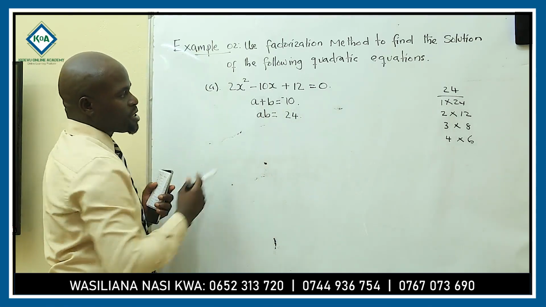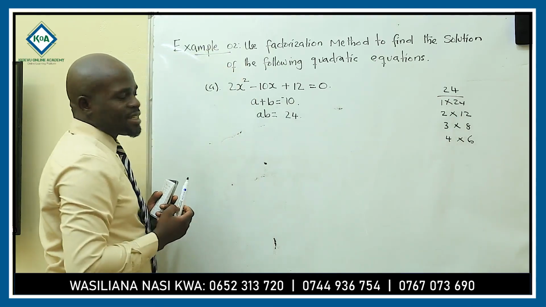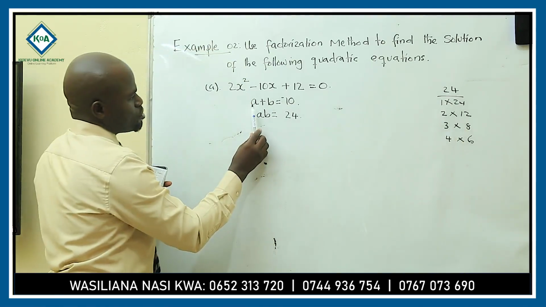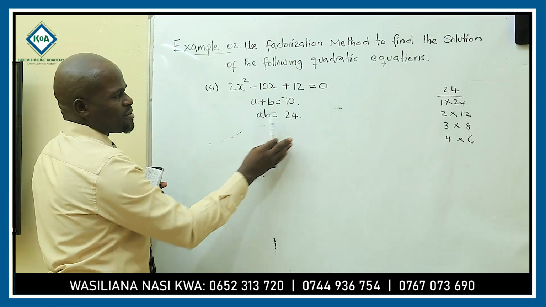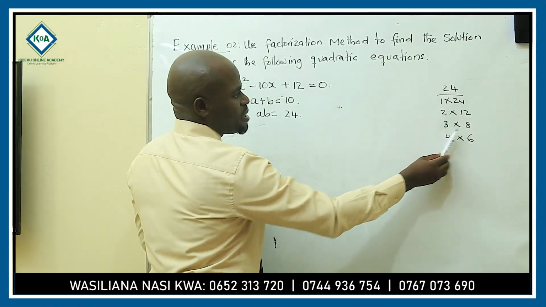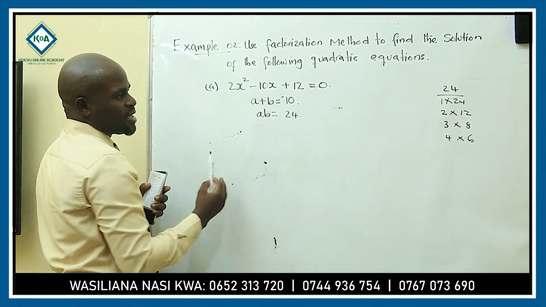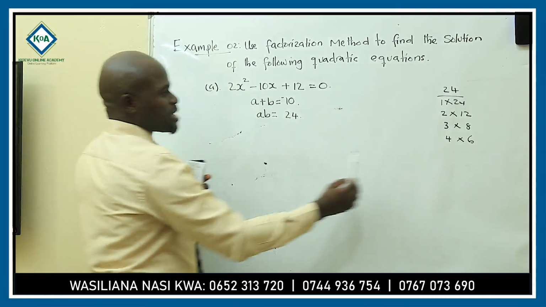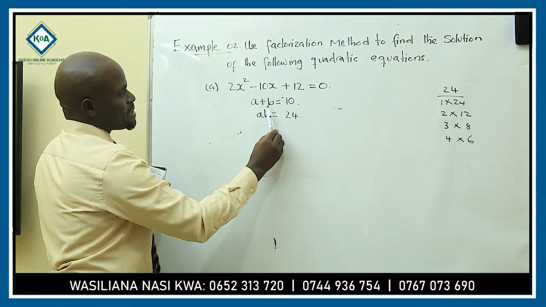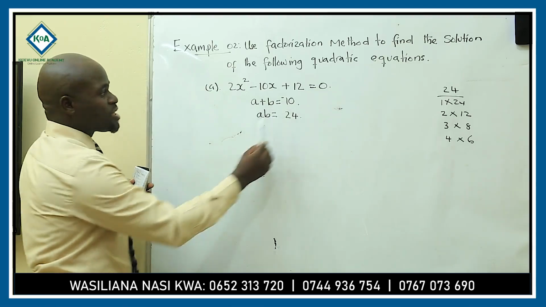Can I take 1 and 24? If I take 1 plus 24, can I get negative 10? The answer is no. Can I take 2 and 12? 2 plus 12, can I get negative 10? No. If you take 3 and 8, 3 plus 8, can you get negative 10? No. If you take 4 and 6, 4 plus 6, can you get negative 10? No, because 4 plus 6 is 10, but it is not negative.